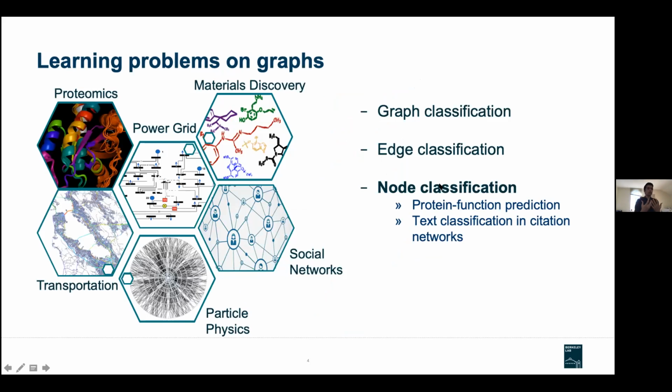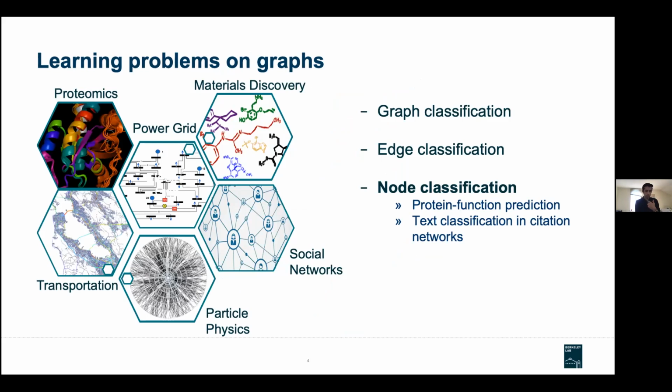And so because graphs are in some sense ubiquitous, we also have this ubiquity of machine learning problems that we can address on graphs. We have problems like graph classification and edge classification. And we also have node classification, which is the problem that we focus on here.